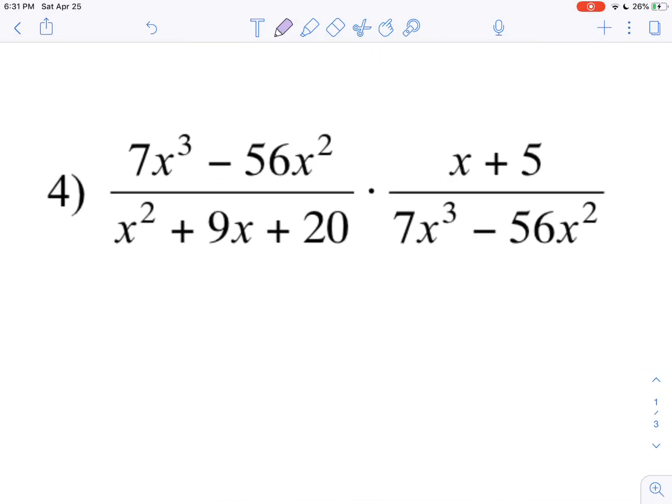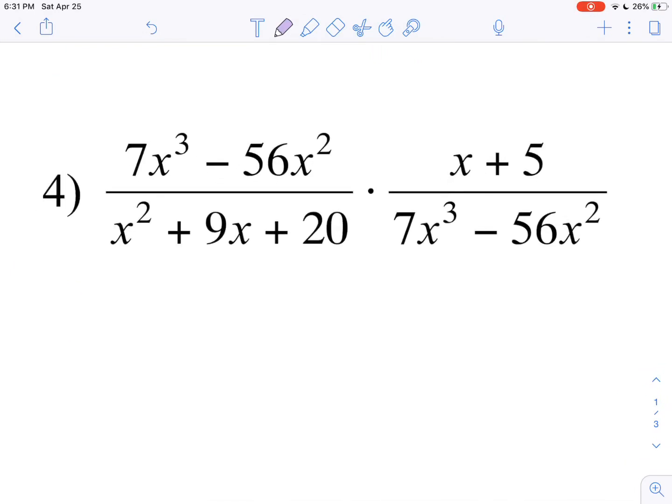Okay, number 4. Before I even factor, I see right away I have something in the numerator that matches exactly with something in the denominator. Notice that this and this are exactly the same. So don't even factor it, you're just wasting your time. Since they are exactly the same, I could cross the whole thing out.